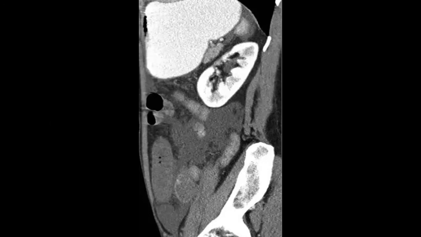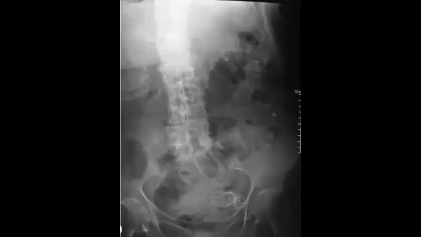Okay, let's go to the next case. Bowel ischemia, very important in the exam for the practice, so please be careful about it. Okay, let's go to this case and see how we can reach the diagnosis.